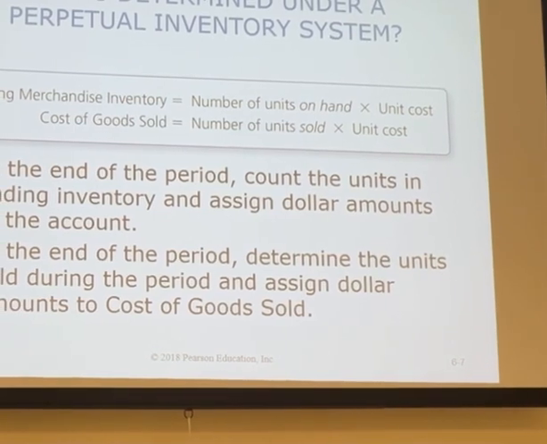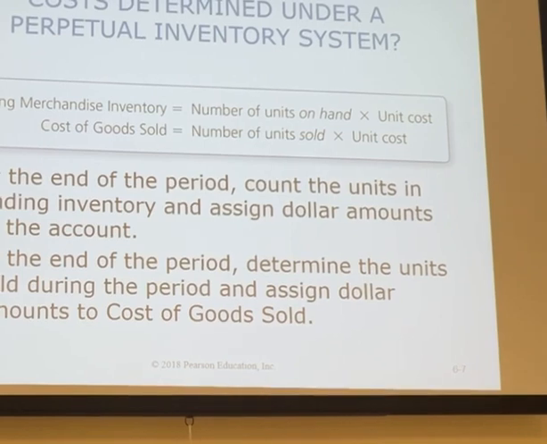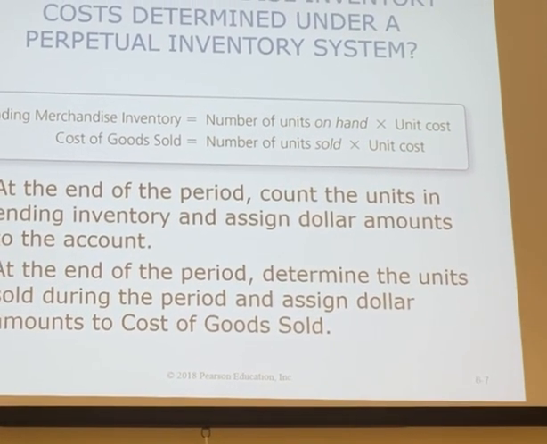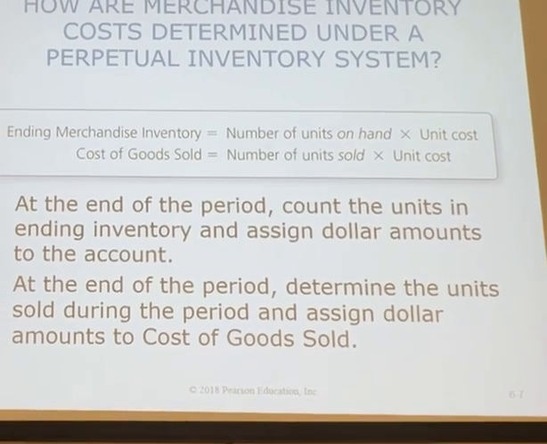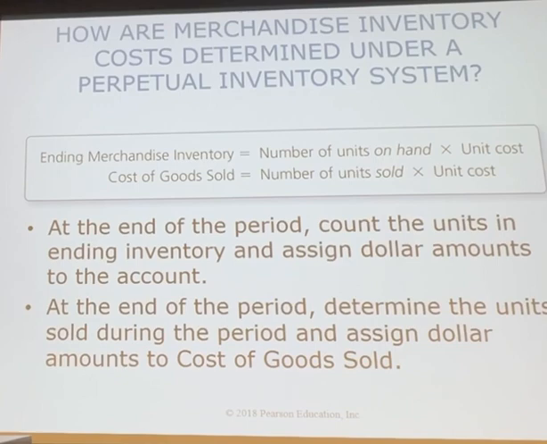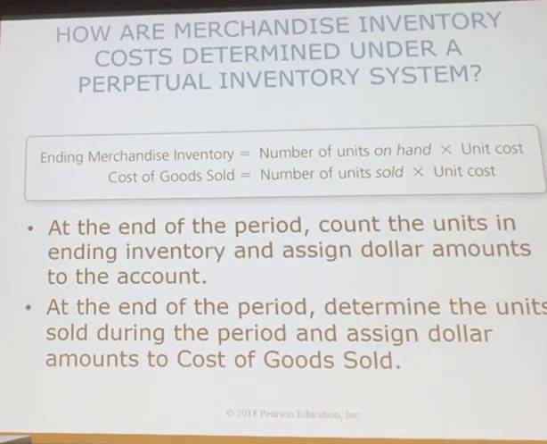At the end of each accounting period, we need to determine a value for our ending merchandise inventory. And we also need to determine the cost of goods sold for the period. So to determine our ending merchandise inventory, we can take the number of units on hand times the unit cost. And for our cost of goods sold for the period, we can take the number of units sold times the unit cost.